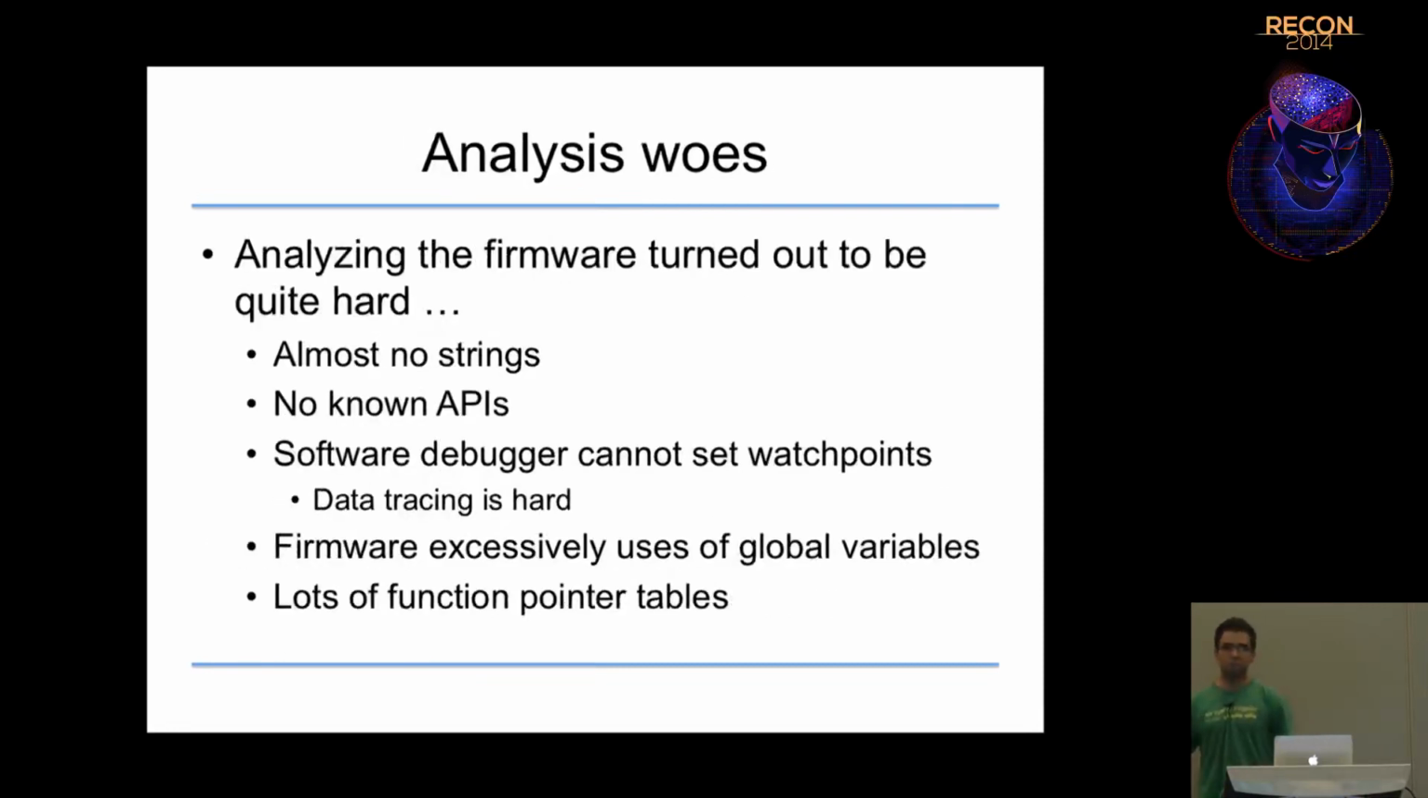Yeah, this was my first really big hardware reversing project, and it turned out to be quite hard because there were no strings in the firmware. There were, of course, no known APIs because there's no operating system in the traditional sense. Then the software debugger cannot set watchpoints, so it's really hard to follow data. And in addition to that, the firmware uses global variables excessively, which makes it really hard to trace when data is accessed. And finally, you have also lots of function pointer tables, which is not very nice with IDA's auto-analysis because IDA is not able to recover that these are function pointers, and you need to find all those tables yourself and mark them.